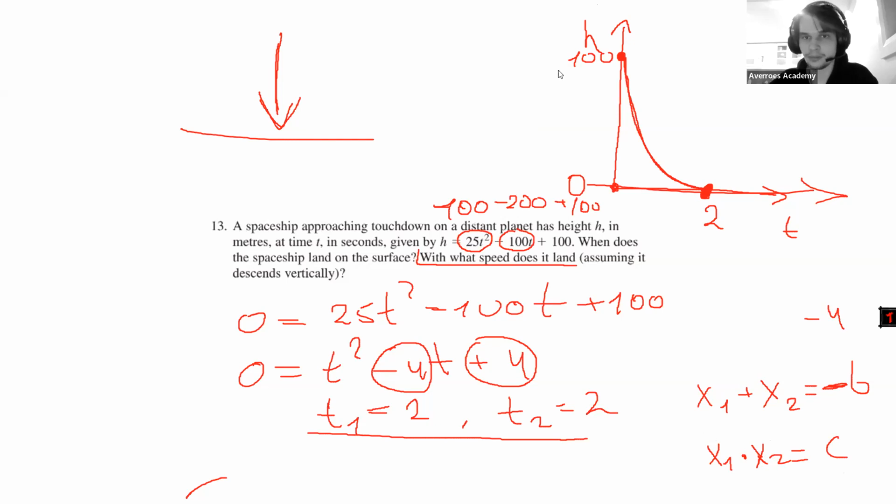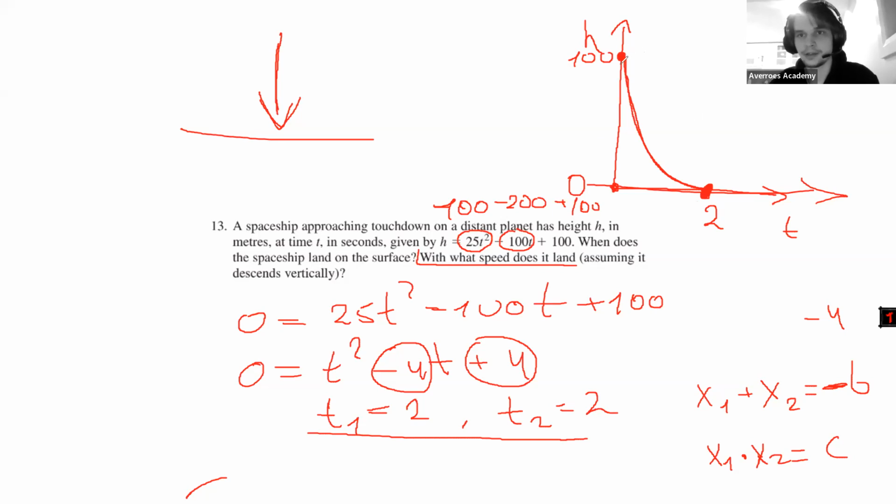So now we found the moment when the spaceship reaches the ground. And Yusuf, with what speed does it land? How do we find the speed? The speed, so assuming it lands vertically. I'm not sure how.